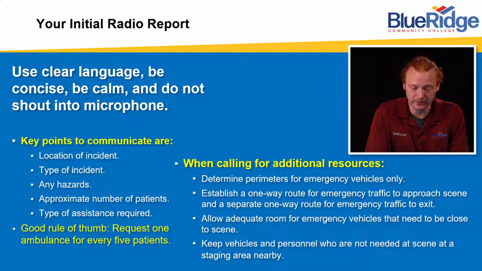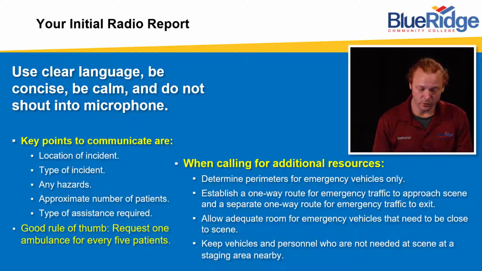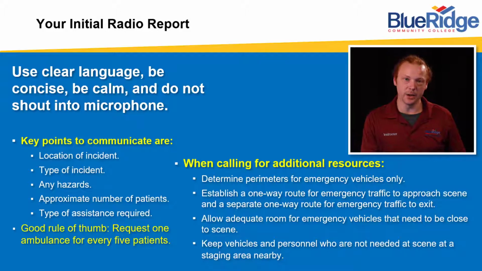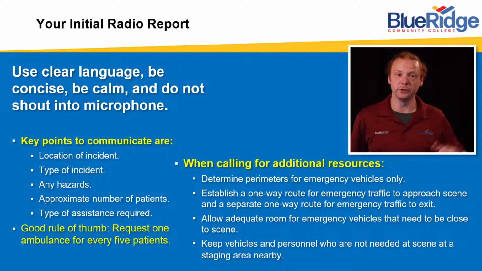Determine the parameters for emergency vehicles only and exclude all other vehicles from that area. Establish a one-way route for emergency vehicle traffic to approach the scene and a separate one-way route for them to exit the scene. Allow for adequate room for emergency vehicles that need to be close to the scene, and keep vehicles and personnel who are not needed at the scene at a staging area nearby, preferably upwind from the incident.